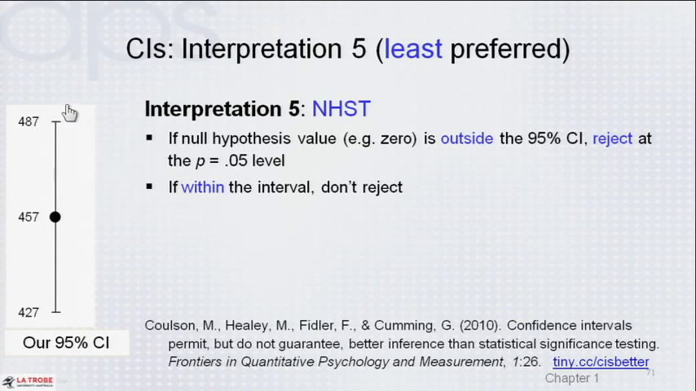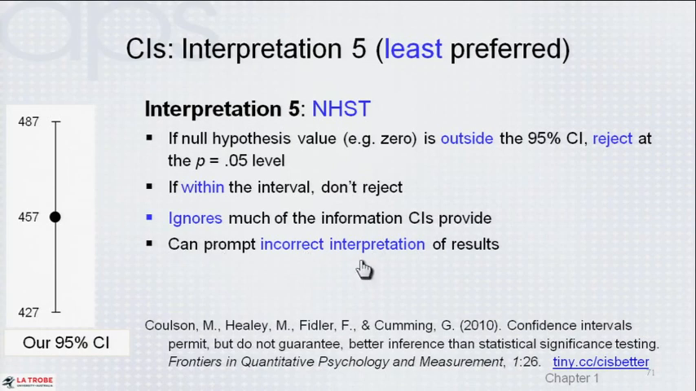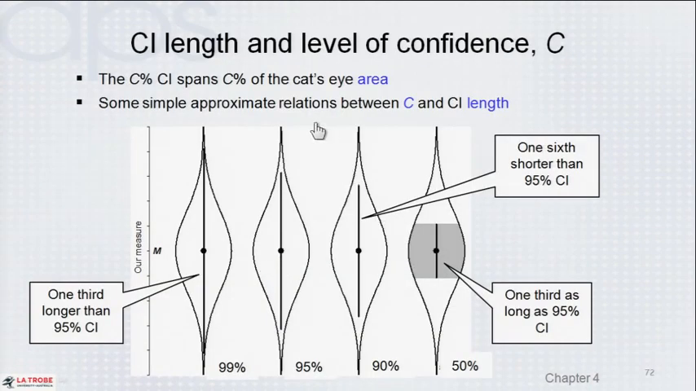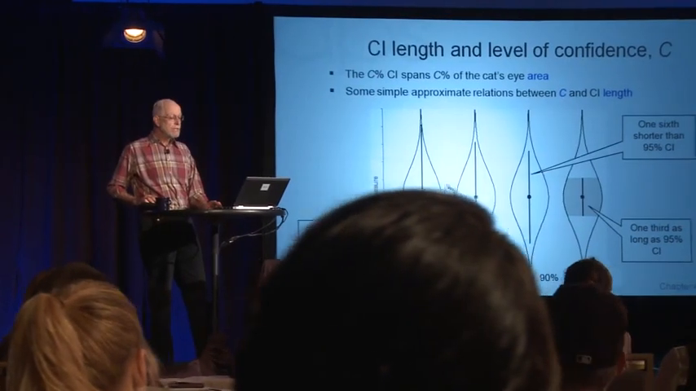If a null hypothesis is outside a 95% interval, that corresponds to two-tailed p of less than 0.05. But this ignores much of the information the confidence interval can provide and can, as I argued earlier, prompt incorrect interpretations. One thing the cat's eye can do is illustrate the relationship between level of confidence and length of a confidence interval. So here we have a 50% confidence interval, which is about one-third as long as the 95%, and I've shaded in the area of the cat's eye spanned by this interval. So let's think of 95%.